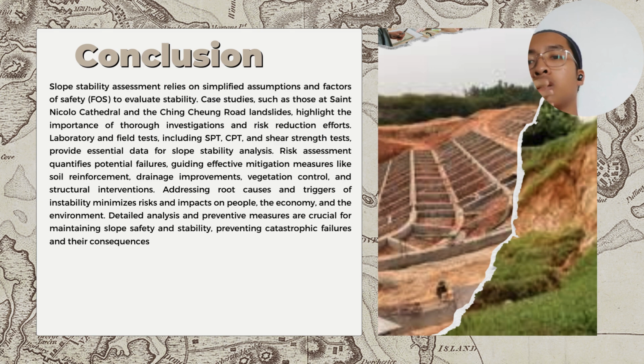In conclusion, conducting a thorough analysis and implementing measures to prevent soil failure and slope instability is absolutely crucial for maintaining the safety and stability of natural and man-made slopes. By utilizing advanced testing techniques and implementing effective risk management strategies, we can successfully avoid catastrophic failure and its dire consequences.